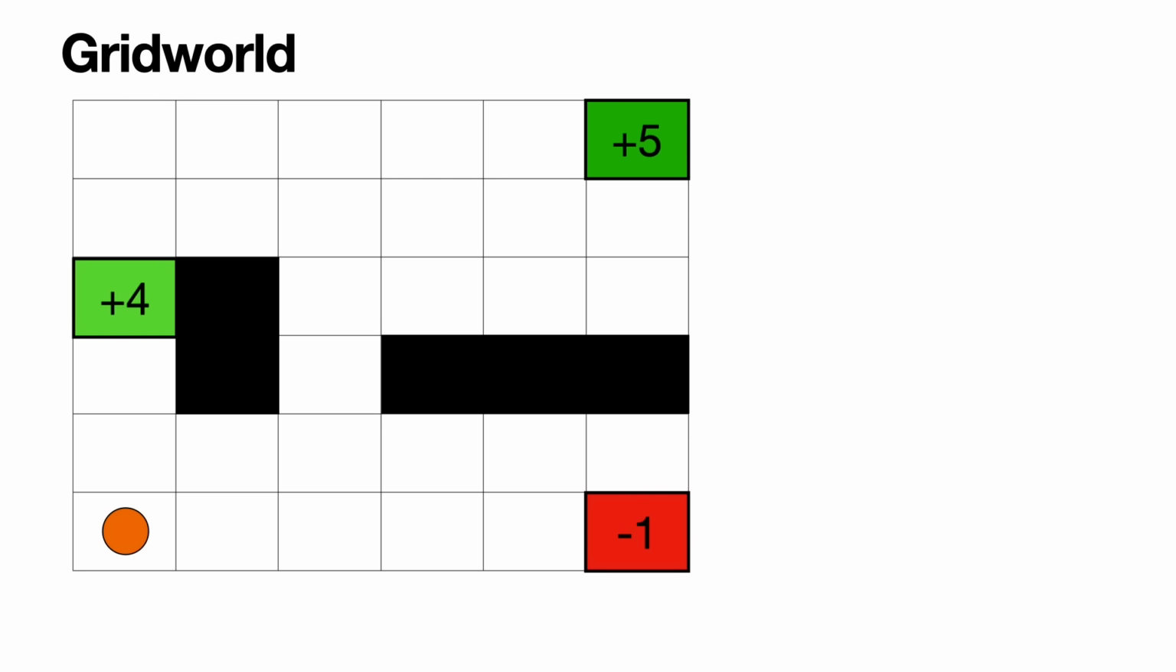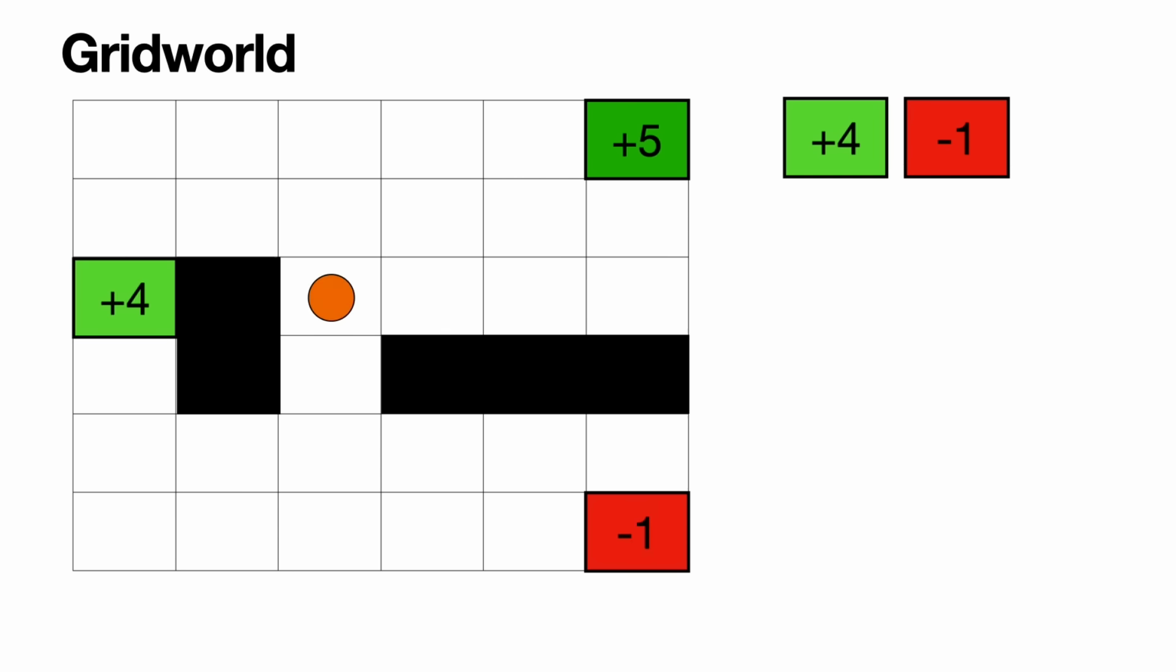So the idea is that the game consists in the agent walking around the grid, moving up, down, left, or right. And when it hits one of the special boxes, then it gets that many points. So in this game, it won 4 points. If it plays again, then let's see what's going to happen now. It got eaten by the dragon, so it got minus 1 point. And it doesn't have to start in the bottom left. It can start anywhere. And let's say in this game, it gained 5 points.